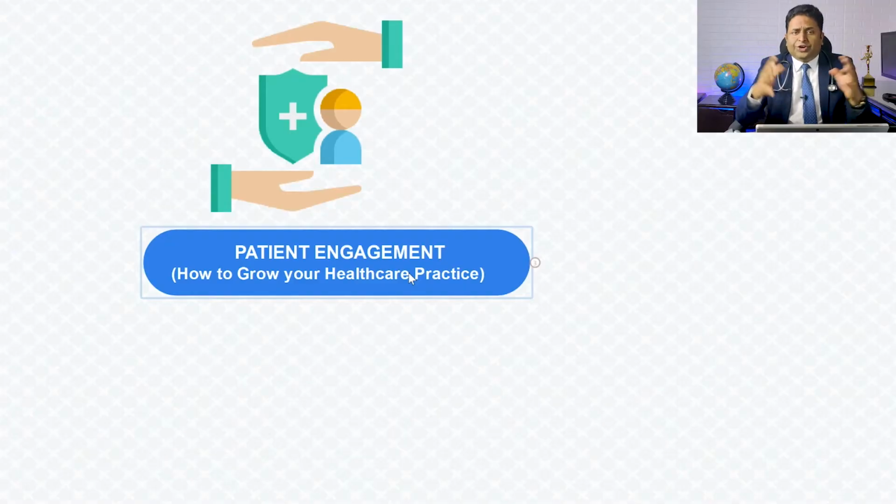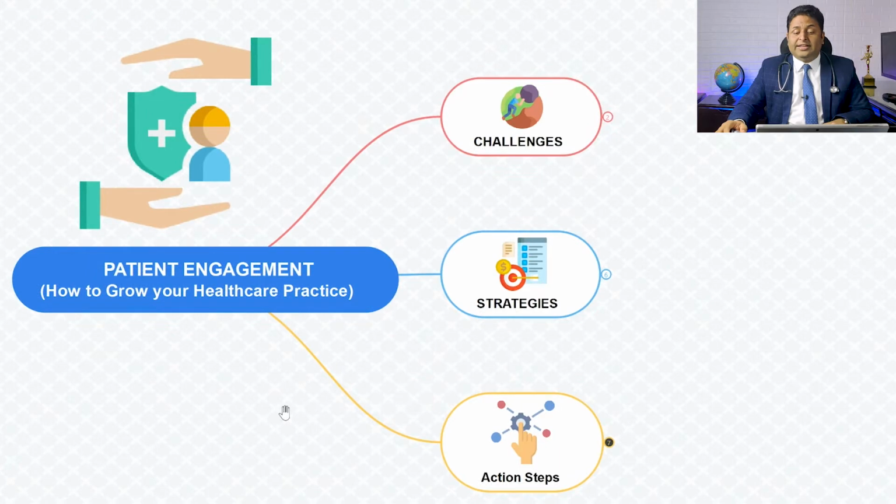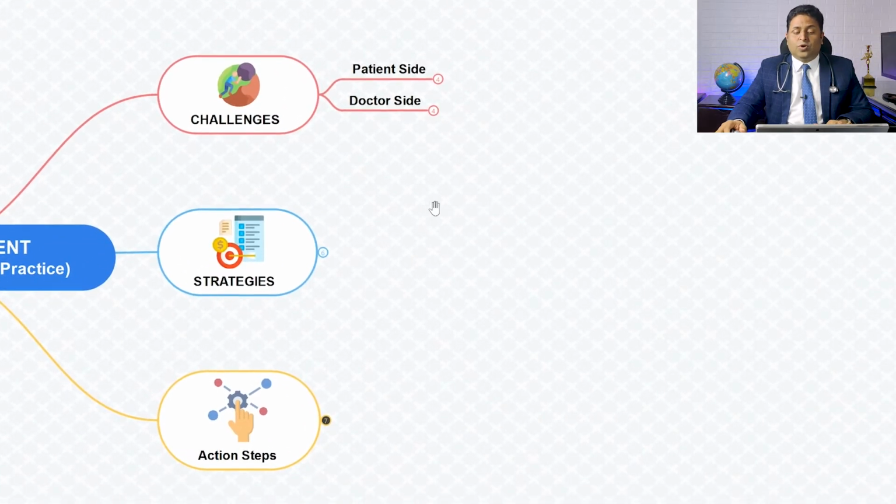So let's look into patient engagement, which is one of the key parameters on how to grow your healthcare business, right? Under patient engagement, we have three components which we'll be looking at today. That would be challenges, strategies, and action steps. Okay, so under the challenges, let me show you what we are going to look into.